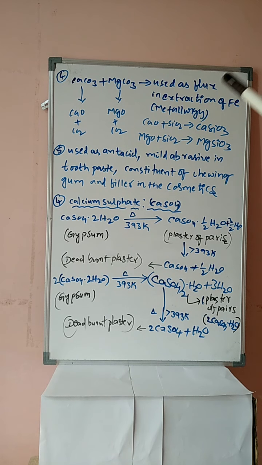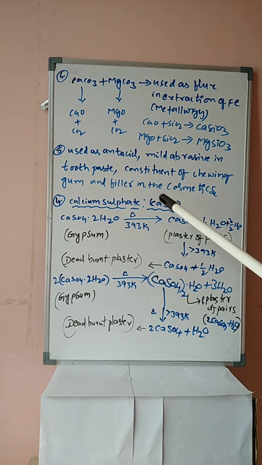Very good morning, students. In the previous class, we completed three compounds: calcium oxide, calcium hydroxide, and calcium carbonate, with their preparation, properties and uses. Up to here it is completed, students. Next, continuation. The fourth compound is calcium sulfate, CaSO4.